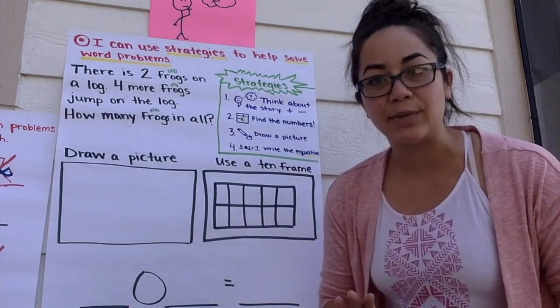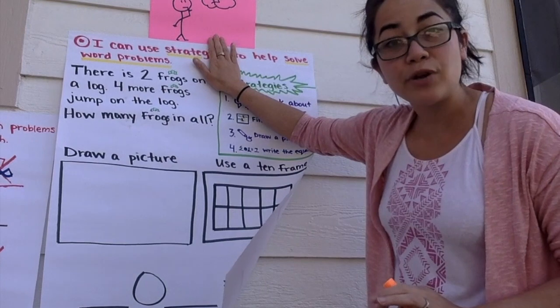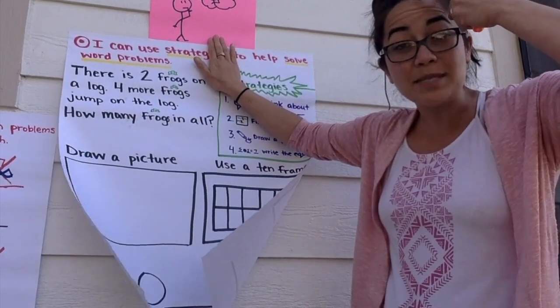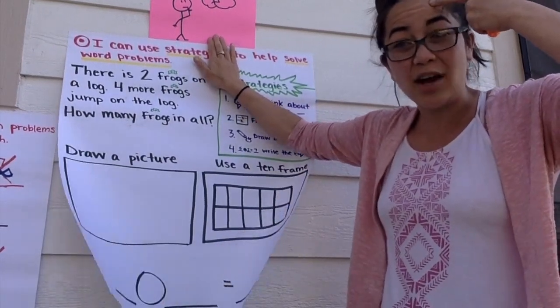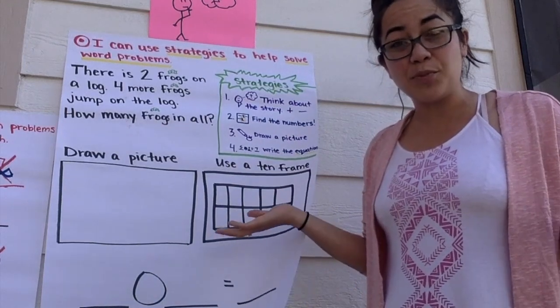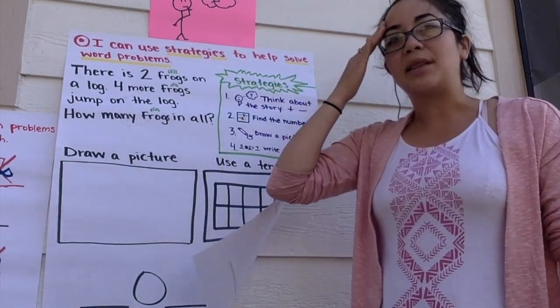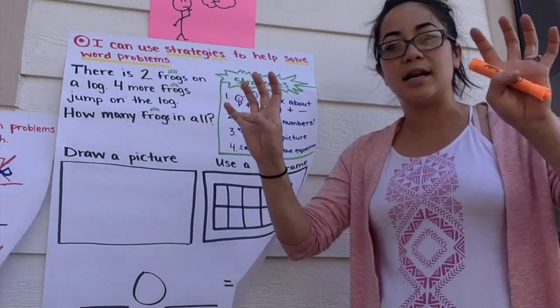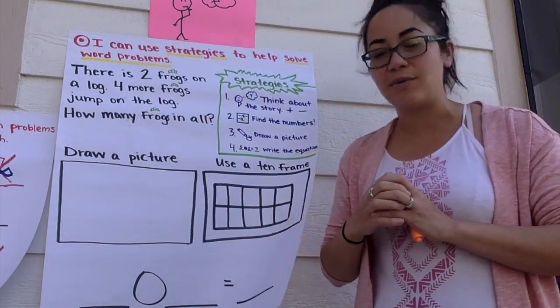Friends, did you just see what I did? I used critical inquiry. I stopped and I thought about my thinking. Why did I think it was going to be an addition problem? Because I played the picture in my head and I noticed the numbers were coming together, right?